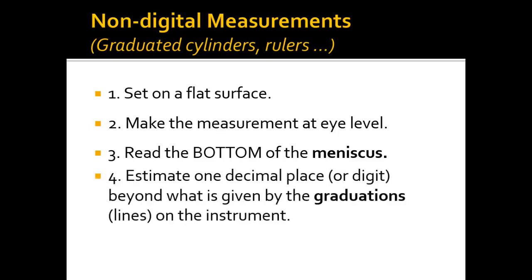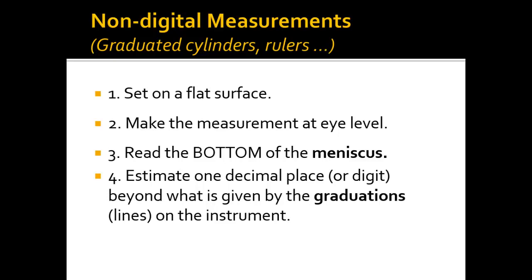And then lastly, this is the part we'll practice, is to estimate 1 decimal place, or even just 1 digit, beyond what is given by the graduations, or those little lines, on the instrument. So if we have lines on a graduated cylinder for every 1 milliliter or cubic centimeter, then you need to estimate 1 decimal place past the ones place. If you think back to elementary school math, when you first learned about ones and tens and hundreds and tenths and hundredths and thousandths and things like that, then you remember maybe what decimal places in these places will be.